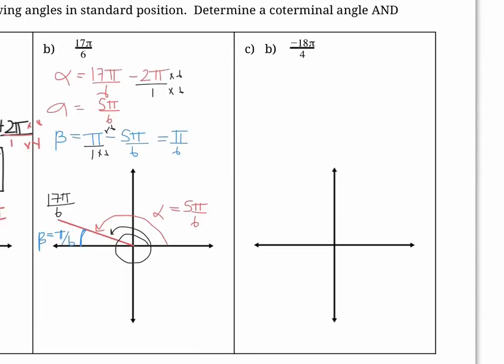And in this question, we've actually already come up with a coterminal angle. That was the last thing that we had to do, because we know a coterminal angle to 17 pi over 6 is just 5 pi over 6. We found this coterminal angle by subtracting 2 pi. We could have also added 2 pi to come up with another coterminal angle.